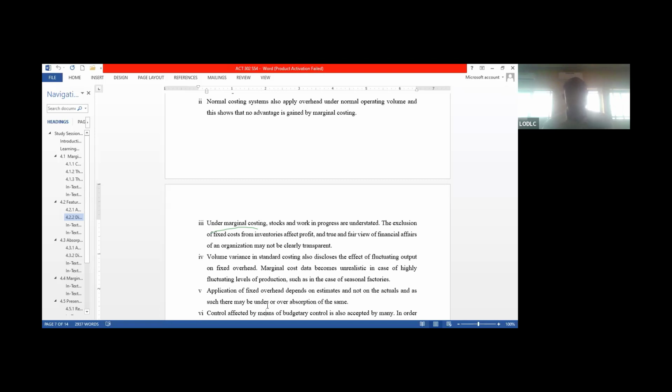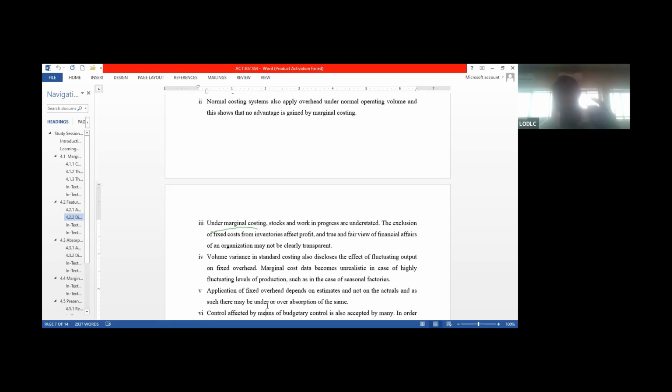The next disadvantage is that volume variance in standard costing also discloses the effect of fluctuating outputs on fixed overhead. Marginal costs become unrealistic in the case of highly fluctuating levels of production, such as seasonal factories. So those factories that engage in seasonal products might experience this kind of disadvantage. Application of fixed overhead depends on estimates and not on the actuals, and as such, there may be under or over absorption of the same.